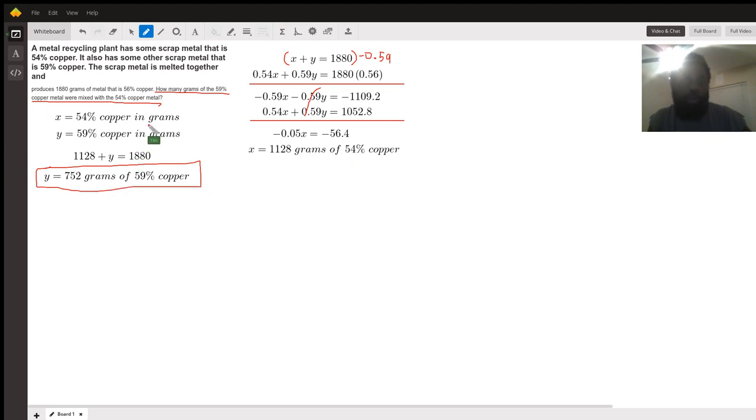But all in all, we had to find out the number of grams in the 59% copper solution. 752.